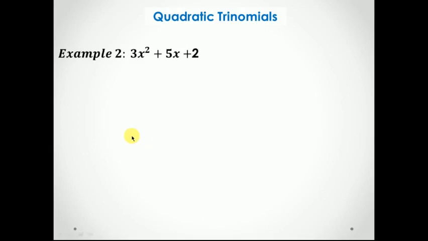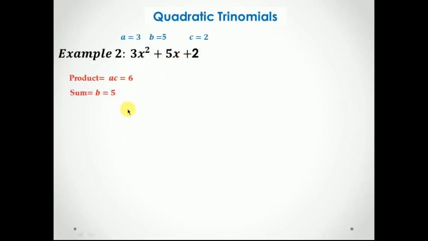Here we have 3x squared plus 5x plus 2. Notice in this case, the coefficient of x squared, which is a, is no longer 1, but this time it is actually 3. The coefficient of x is 5, and the constant c is equal to 2. Therefore, our product in this case is going to be 3 times 2, which is 6. The sum, which is the coefficient of the middle term, or the coefficient of x, is going to be 5.